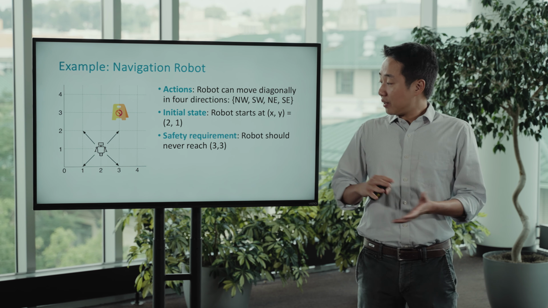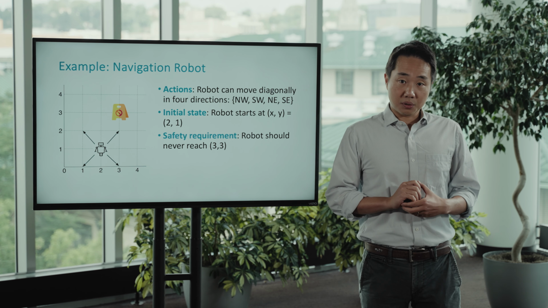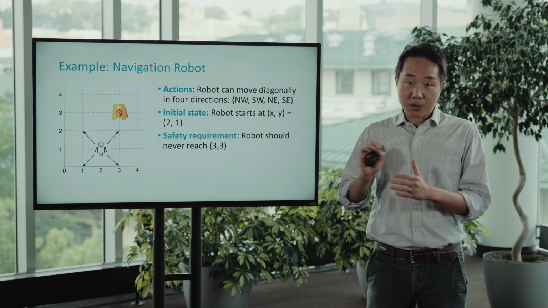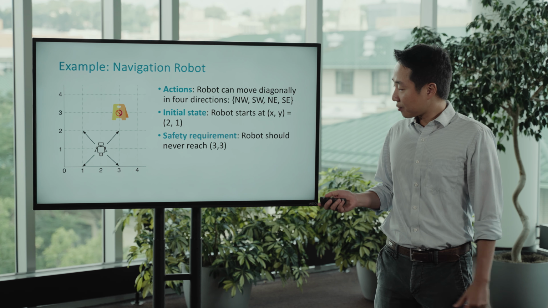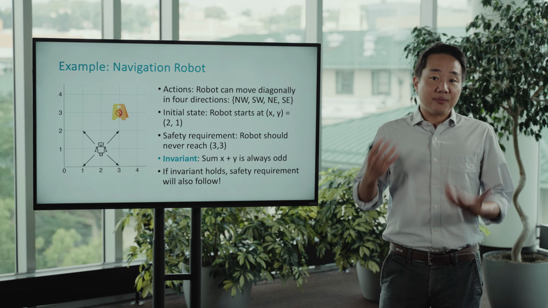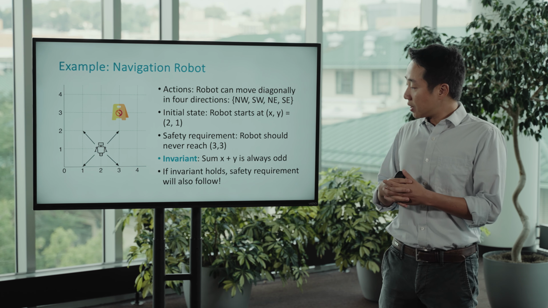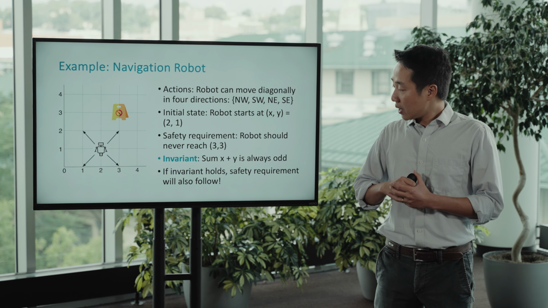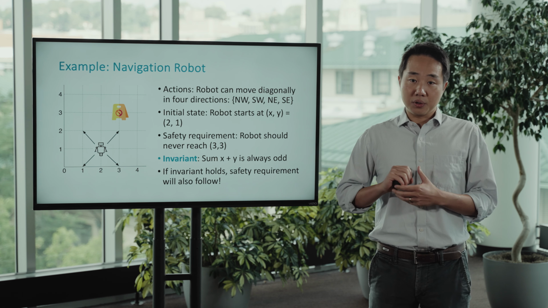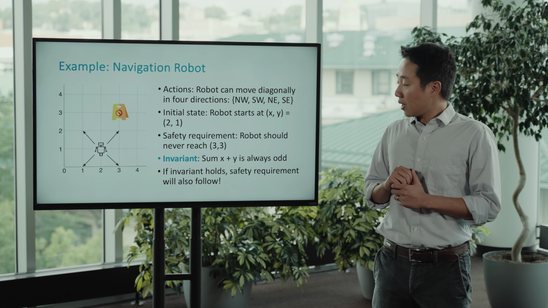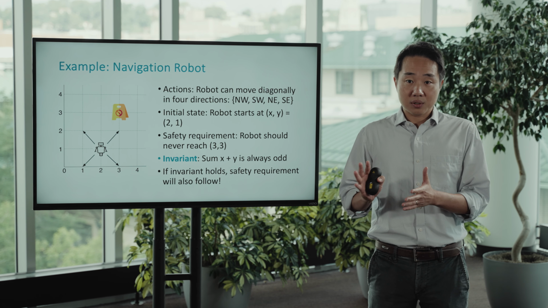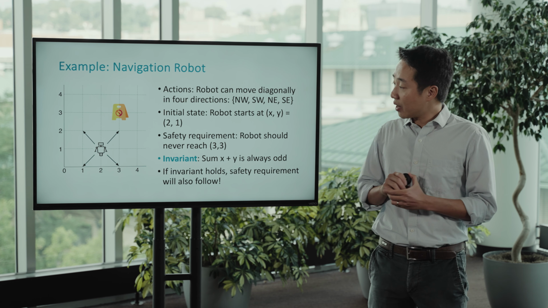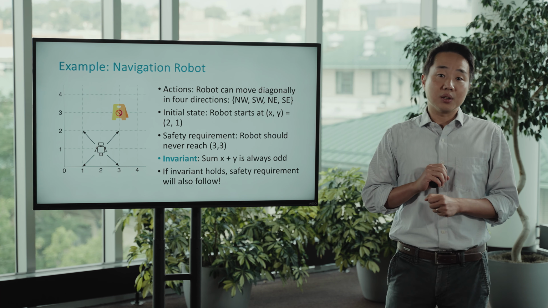Now, we would also like to make sure that the robot never runs into an obstacle. In this case, the obstacle is located at 3-3. So we want to make sure that the robot never reaches there. One possible invariant we can come up with for the system is that at any point in the robot's movement, if you sum up the x and y coordinates, it's always an odd number. And if you can show that this invariant holds, then we can also show that the system will always satisfy the safety requirement, because the robot will never run into the location 3-3.